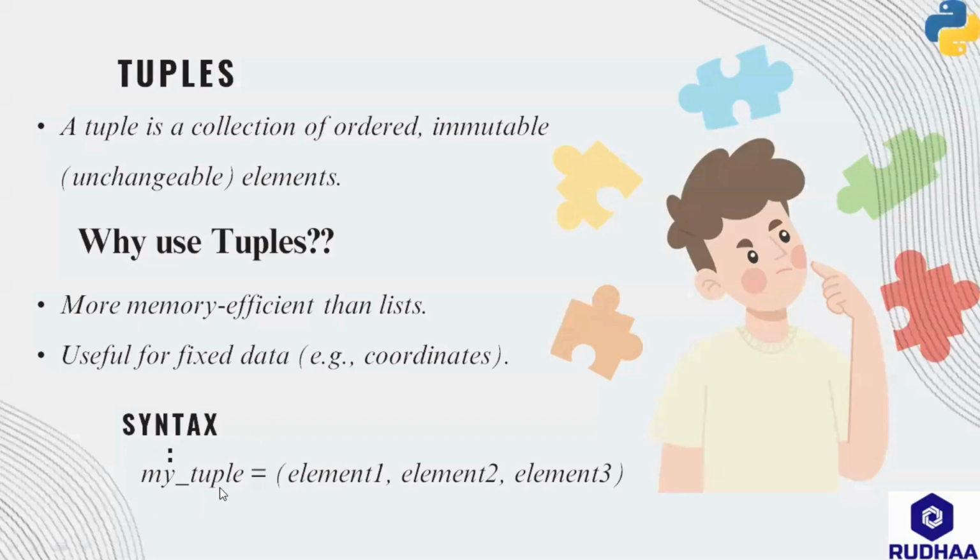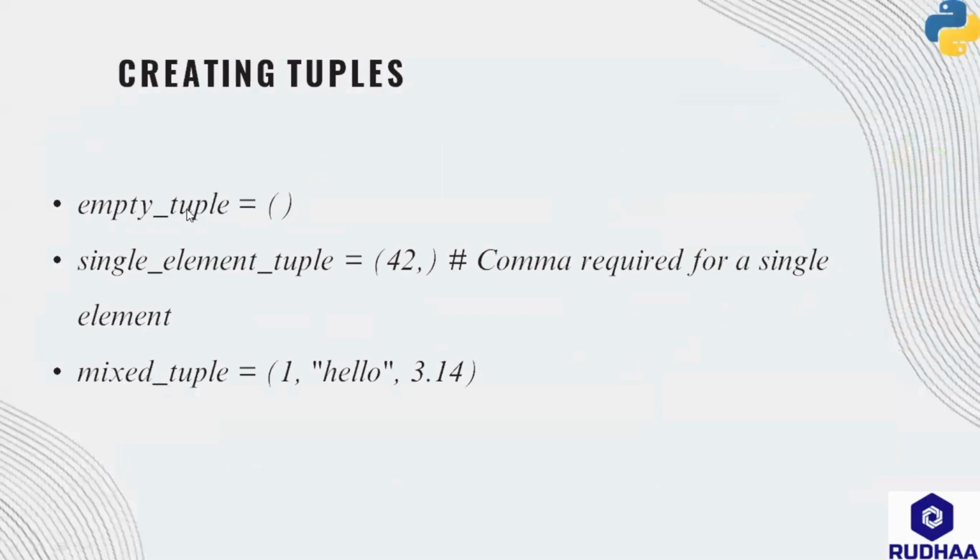So the syntax will be like this: my_tuple equals elements 1, 2, 3. Here also you can have any number of elements of any type. Data types can be integer, float, string or boolean. You can have a mixed tuple. Creating a tuple: empty braces will create an empty tuple. For a single element tuple, it should end with a comma. Even with two or more elements, we write them as comma separated values. For a single element also you have to include a comma, and you can have a mixed tuple of integer, float or string.